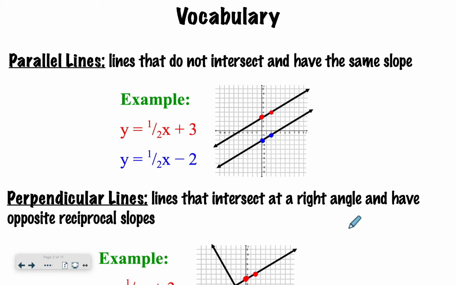So parallel lines are lines that do not intersect and have the same slope. This picture is an example of parallel lines. If we're looking at equations, you'll notice that their slopes are the same. So right here and right here, both of them have slopes of 1/2. Since their slopes match, they are parallel.